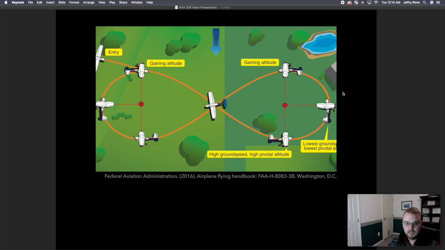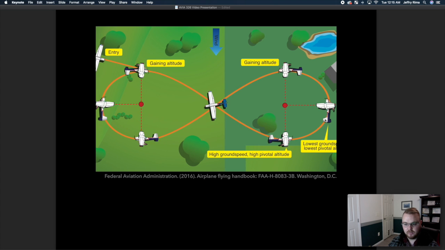This is a diagram the Airplane Flying Handbook gives you. It shows your entry. You're going to enter at an angle to the downwind. Obviously, the wind's coming from the north. As you start your first turn, you're going to be at the highest pivotal altitude. You're going to start your descent as you start turning into that headwind. And then you're going to start to gain altitude as you go into the crosswind, and you're going to be back to your original. You're going to come back around, again starting your descent as you go into the headwind, starting your ascent as you go into the crosswind. And then you're going to come back to your original altitude so you can continue the maneuver if you choose to do so.